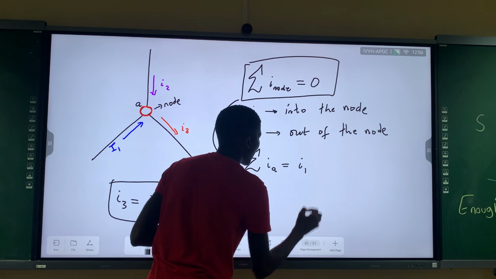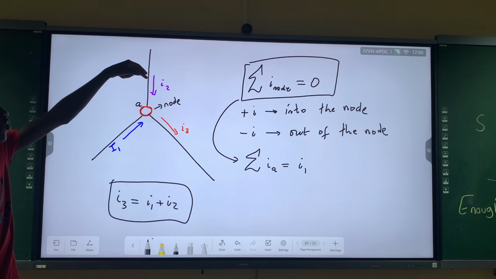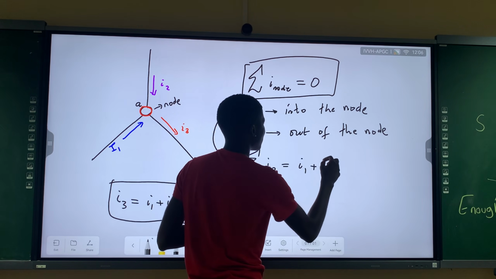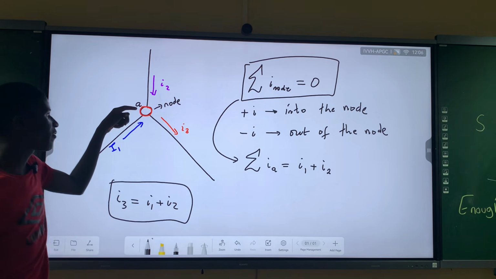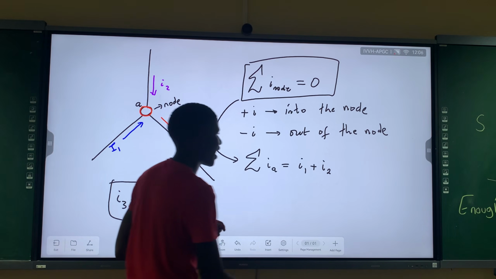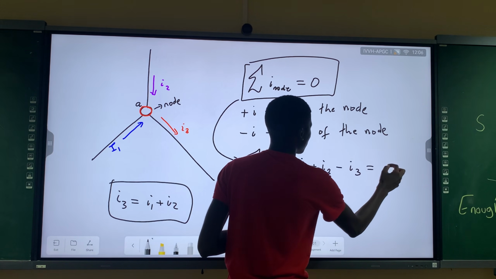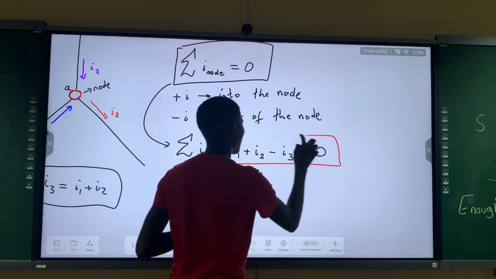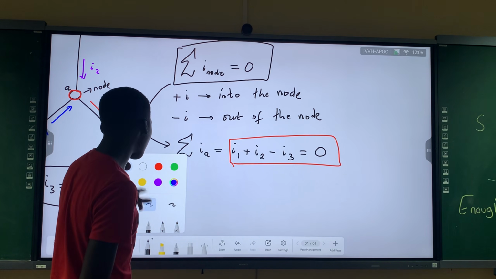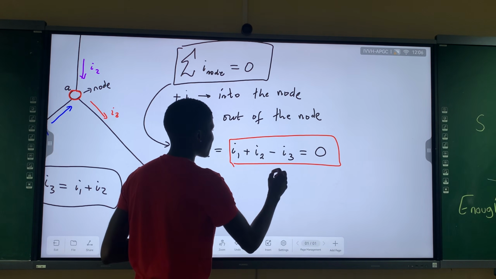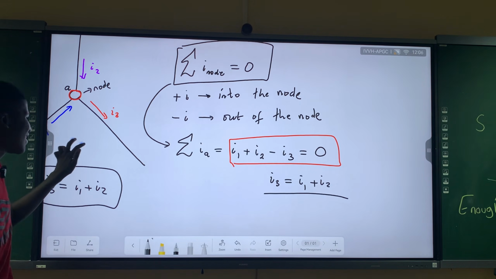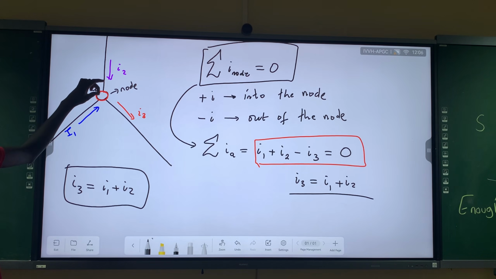So this is current I1. And then current I2, is it flowing in or out? Into the node. So that's also assigned positive I2. Current I3, is it flowing in or out? Out. So that's assigned negative I3. All of this must be equal to 0. So if we transpose this positive I3, it will be I3 equals I1 plus I2, which is basically what you've already said. When you combine two currents, the total current will be a combination of this and this.